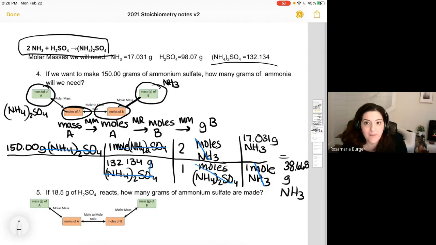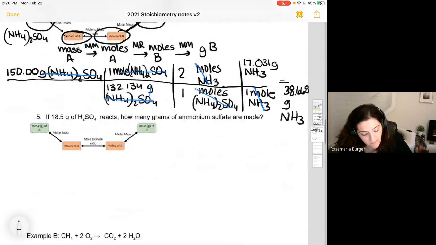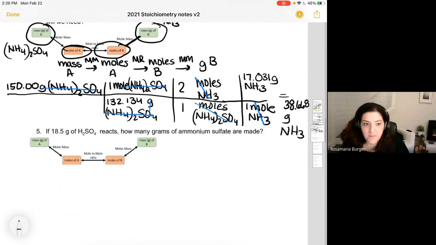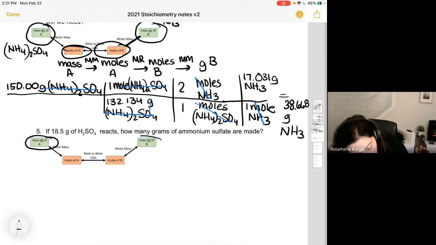Okay, and if you need to review that, feel free to pause it. But we got rid of grams and got moles. Then we went from moles of that substance to moles of another substance, and then used the second substance's molar mass to get to its grams. Okay? So we're going to do one last example together. And if you've already done the 24.1 assignment, then you're all set for homework. We're starting with mass again. We're starting with 18.5 grams of sulfuric acid, and we want to get to grams of ammonium sulfate.